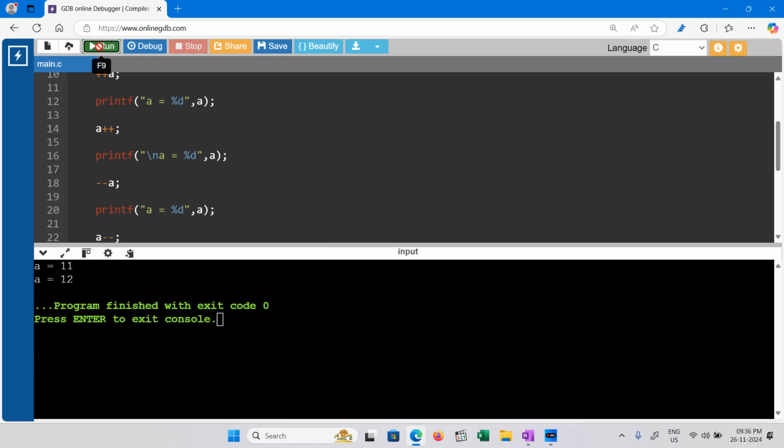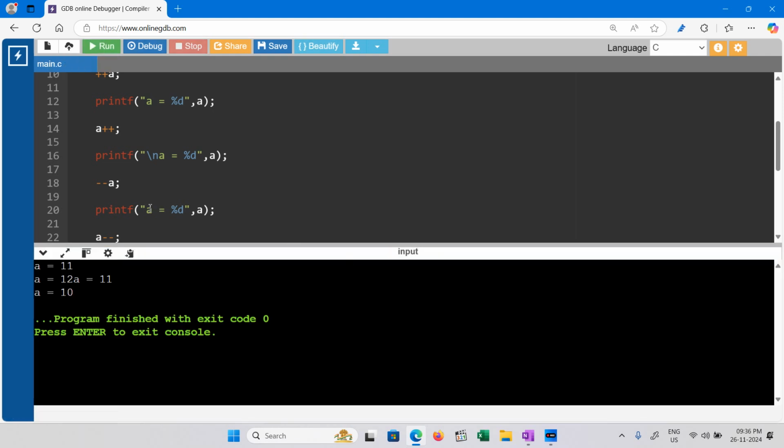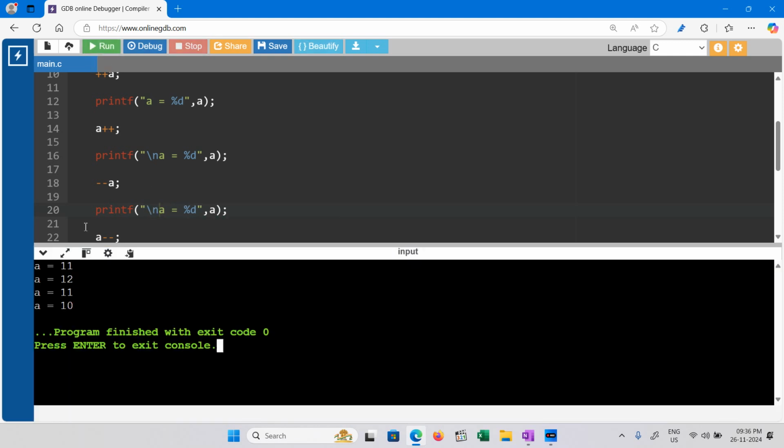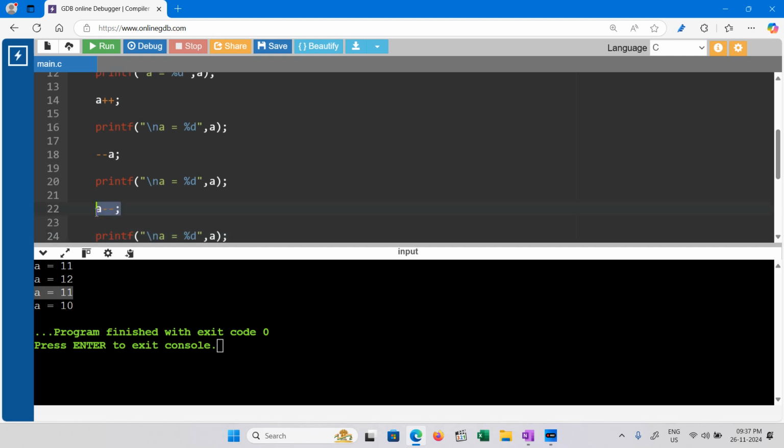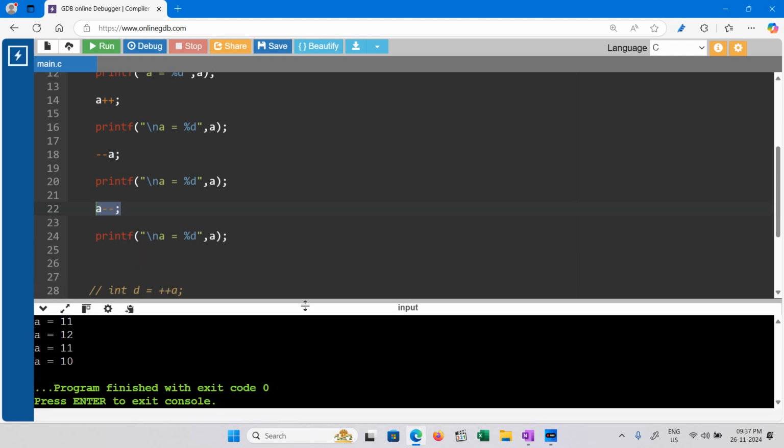Now see that we started with a equal to 10. First increment operator, it becomes 11. Second increment operator, it becomes 12. But the first time when I decremented, at line number 18, it decrements the value of the operand by 1, so it becomes 11 from 12. And again when I decrement, this time I am using post decrement, so it is again going to decrement the value by 1. So remember the nature.